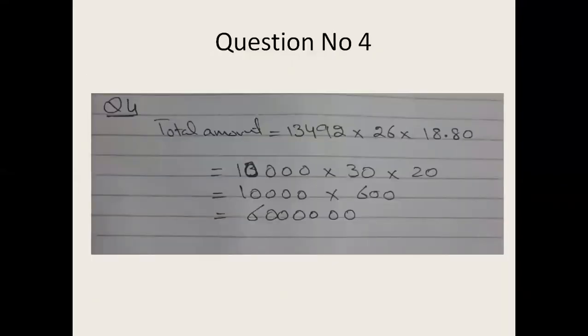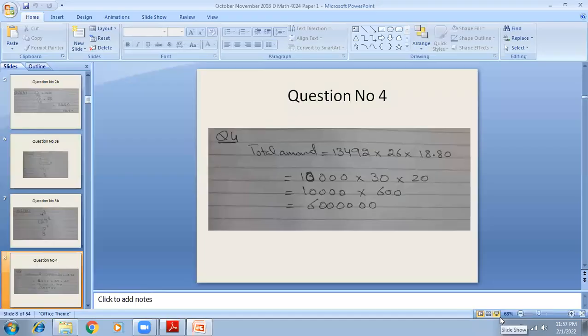Here we go. So the total amount will be the number of seats, the number of matches, and the price of one seat. So when you round them off to one significant figure, 13,000 will be 10,000. 26 to one significant figure will be 30. 18.80 to one significant figure will be 20. So 10,000 multiplied by 30 multiplied by 20. 30 multiplied by 20, that's 600. So 600 multiplied by 10,000 will be 6 with 6 zeros. So this much money was made. Okay, so this is how you do the question number 4. Hopefully you understand.